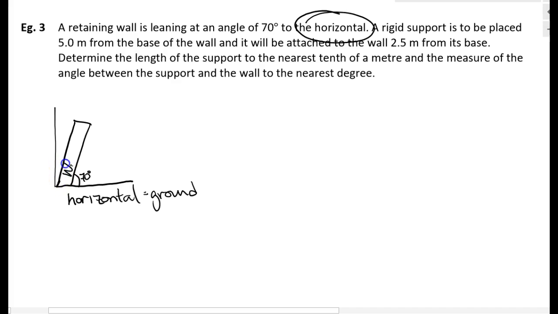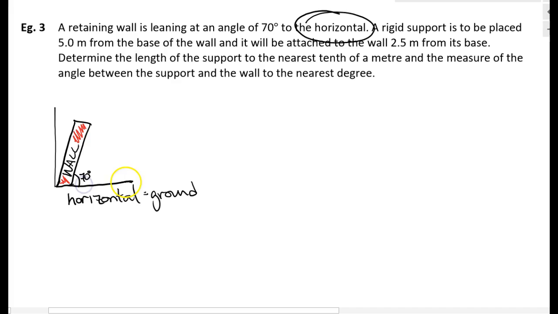This is my wall. So maybe I color it in red because it's a brick wall. I don't know. So I've got my 70-degree wall. I'm going to place a support so that it doesn't fall over, kind of like the Leaning Tower of Pisa. If it was tipping too far, it might fall all the way over. Okay, so to prevent that, we're going to put in a support.